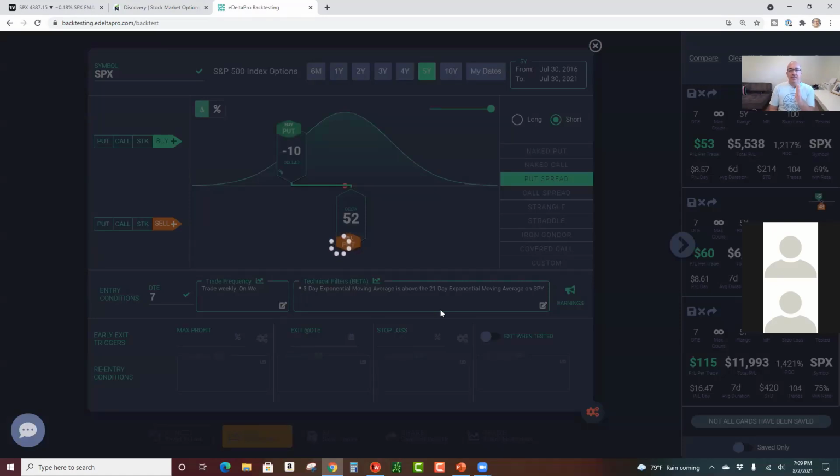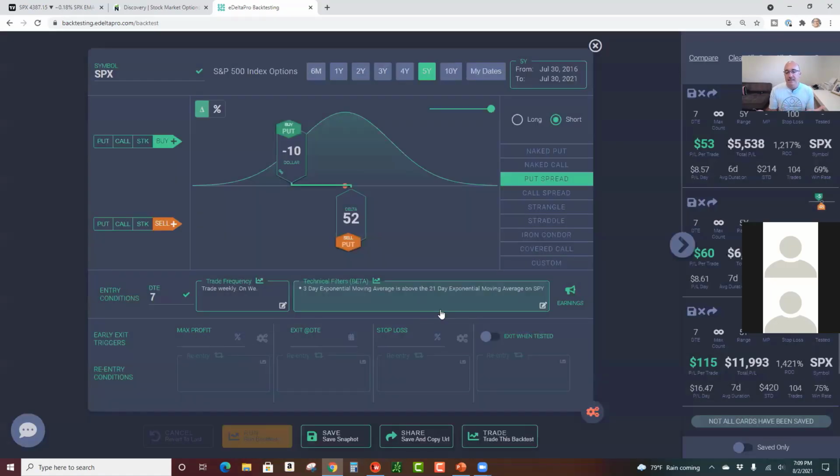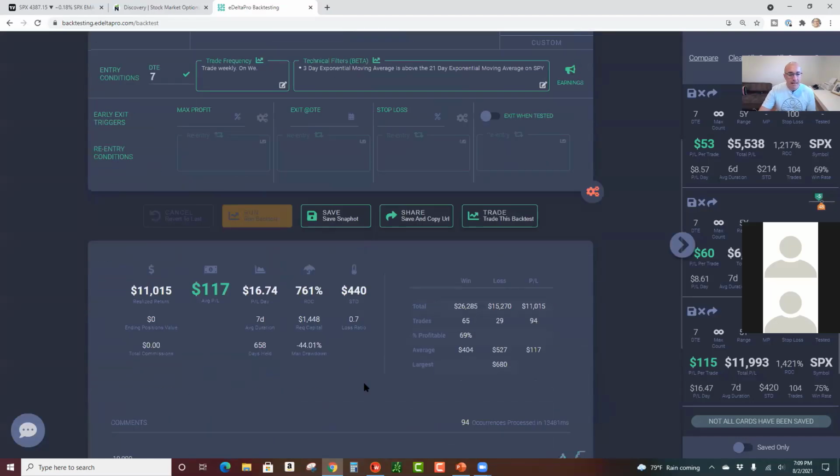So if the market does nothing, you could actually lose money because you're a few points in the money. Now, the cool thing about SPX is that it's cash settled. So you can be sitting in the money and you'll never get assigned because it's a cash settled product.